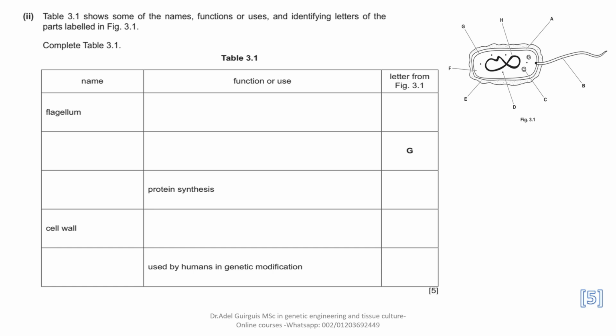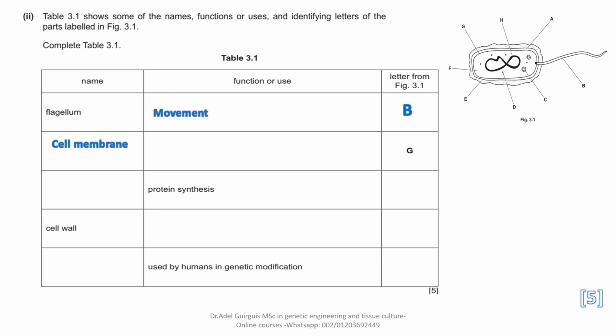For flagellum, the letter is B, from the figure. The bacterium uses it for movement. As we know, this bacterium is transmitted from contaminated water by sewage to a healthy individual to cause infection. It uses the flagellum. Letter G is the innermost line directly surrounding the cytoplasm, the cell membrane.